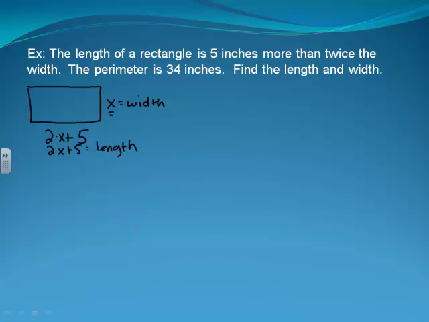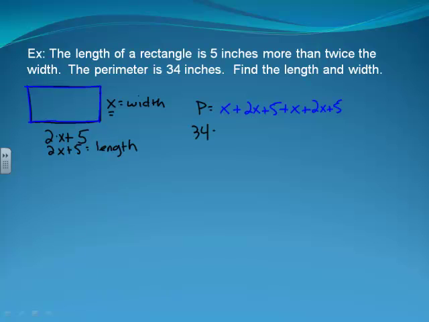Now, how does that help me? I know that my perimeter is the distance around my object. So if I walk around this object, I've got a length of x, and then I walk around that length, and that's 2x plus 5, so I add that on. And then I'm going to walk up that width, which also is x because it's a rectangle. And then I'm going to walk across that other length, which again is 2x plus 5. Perimeter says to add all of those dimensions together, length plus width plus length plus width. I know that my perimeter is 34 inches.